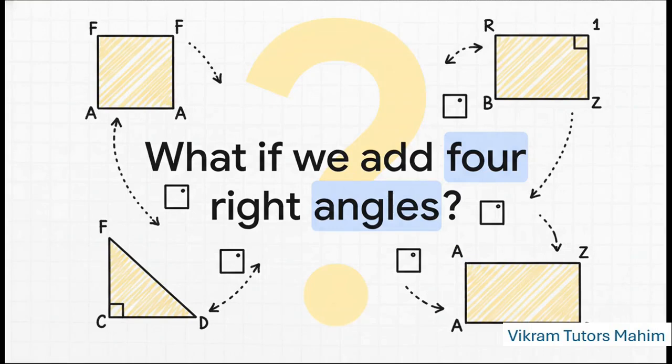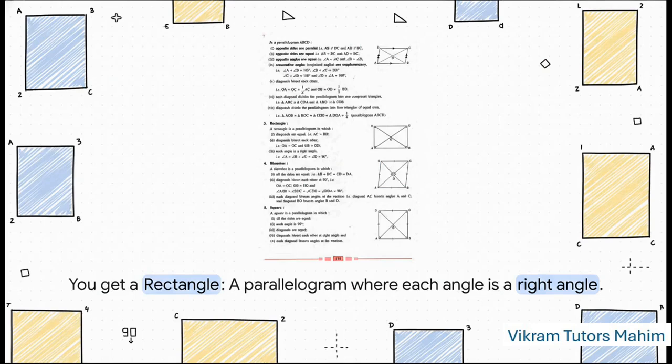Okay, this is where it gets interesting. What happens when we add a special condition? You get a rectangle, a specialist shape that's all about those perfect 90-degree angles.